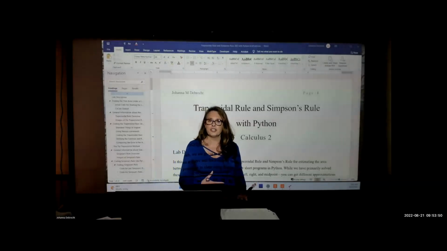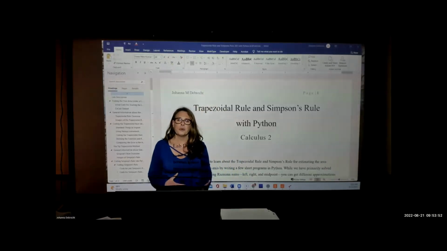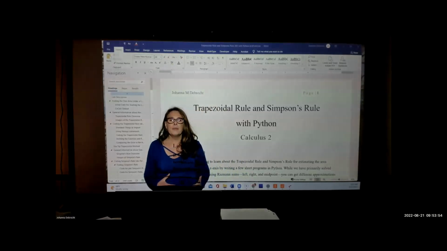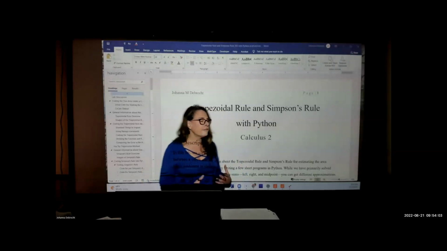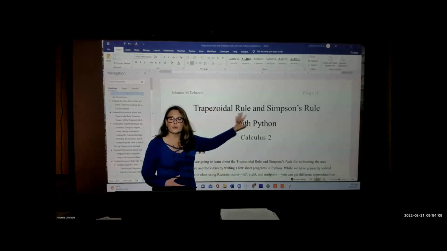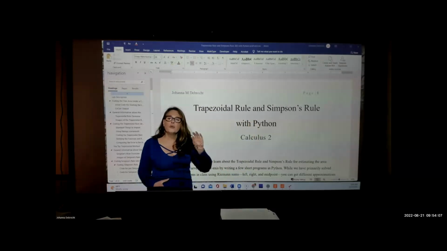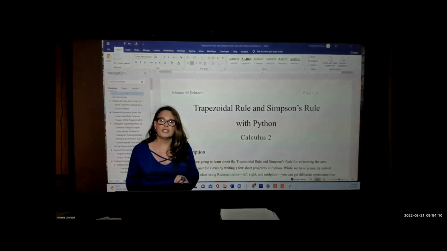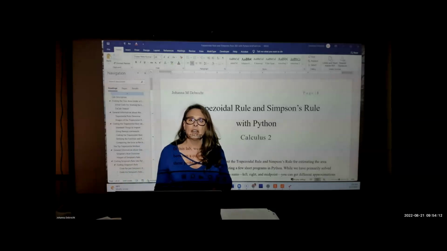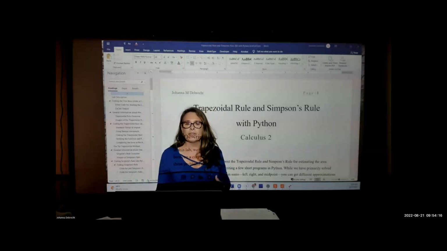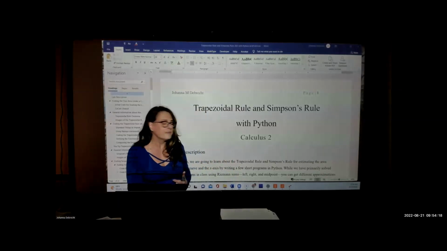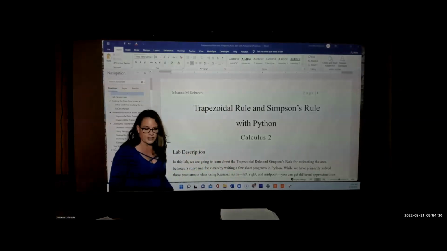Now, you will have to change the functions in order to complete this lab, but everything is already written down for you. It's a simple matter of understanding what the code is doing and understanding the formulas for the trapezoidal rule and Simpson's rule, so you know which pieces of the code will need to be changed for a different function and a different interval of integration: the lower limit of integration and the upper limit of integration. Let's go ahead and get started now.